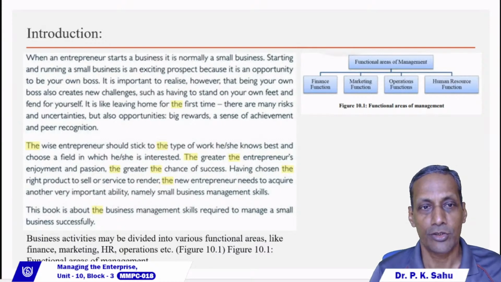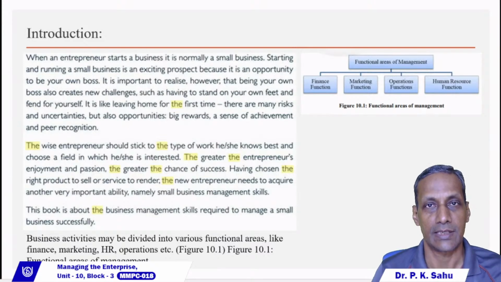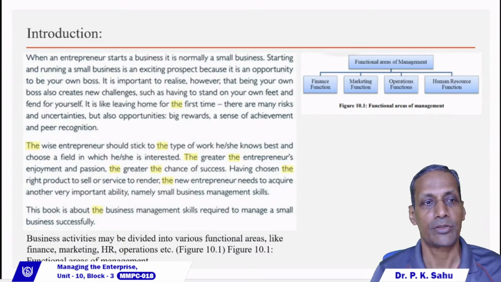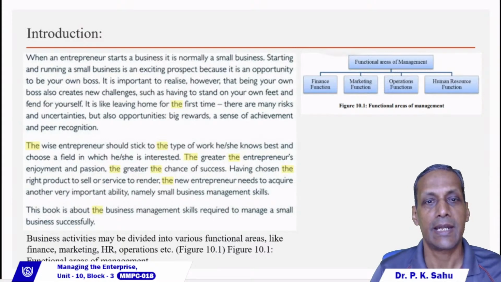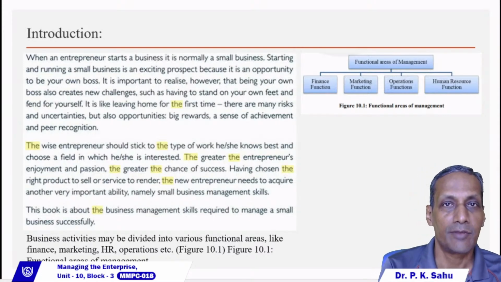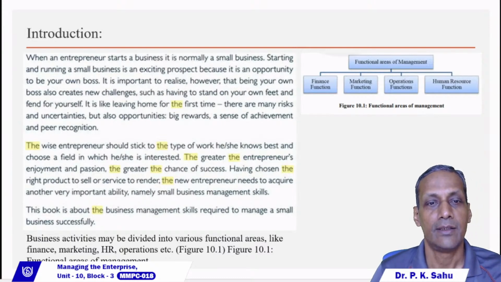The wise entrepreneur should stick to the type of work he or she knows best and choose a field in which he or she is interested. The greater the entrepreneur's enjoyment and passion, the greater the chance of success. Having chosen the right product to sell or service to render, the new entrepreneur needs to acquire another very important ability, namely business management skills. This session talks about the business management skills required to manage a business successfully.